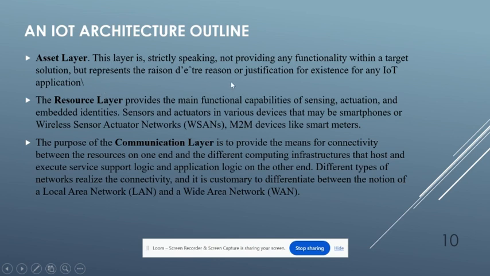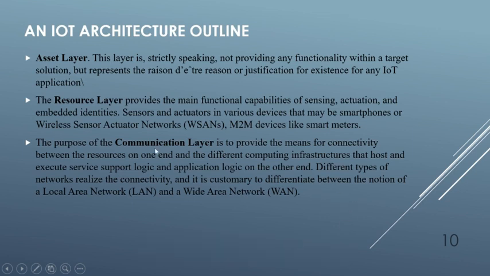The asset layer is, strictly speaking, not providing any functionality within a target solution, but represents a reason or justification for existence for any IoT actuators. Communication layer. It provides means for connectivity between the resources, differentiating between the notion of local area network and wide area network. This is the communication layer.